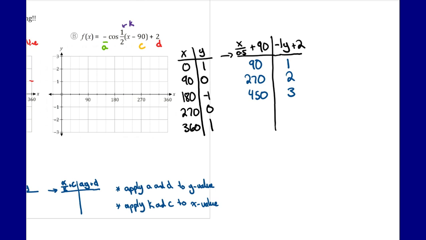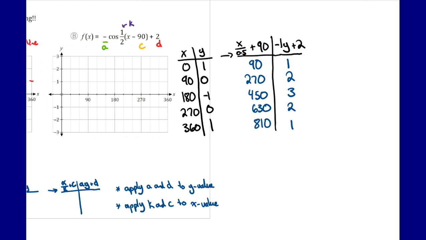270 divided by a half, or 270 times 2, is 540, plus 90 is 630. 0 we've already done before, which gives us 2. And 360 times 2 is 720, plus 90 is 810. And we've already done the calculation for 1 before, which gives us +1.